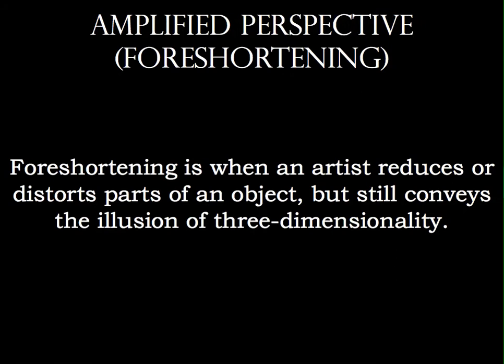Now, foreshortening is also called amplified perspective. In fact, it's more commonly called foreshortening. Here, an artist reduces or distorts parts of an object, but still conveys the illusion of three-dimensionality. I'm going to tell you about linear perspective next. The idea of linear perspective is that it's a mathematical formula for creating three-dimensional space on a two-dimensional surface.